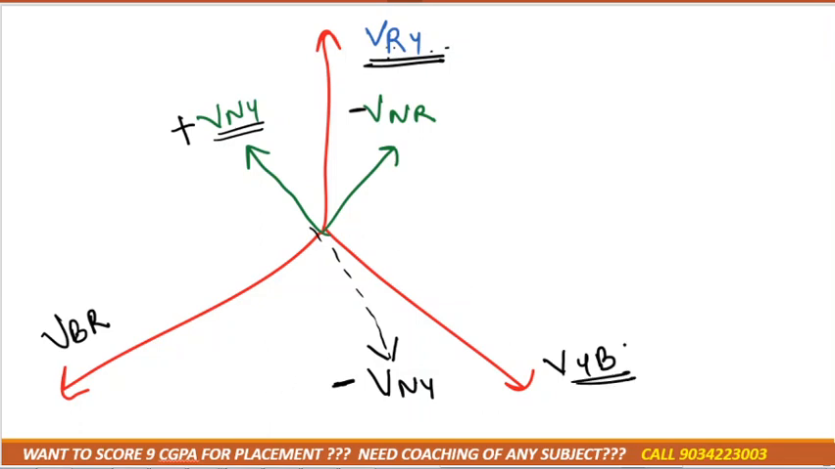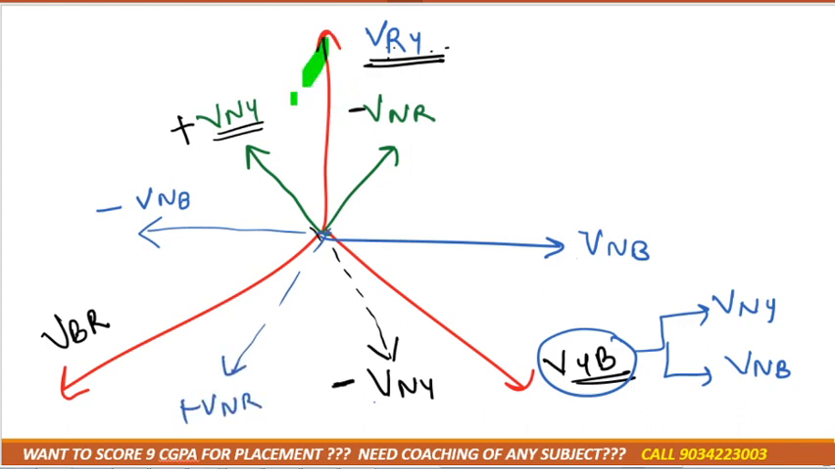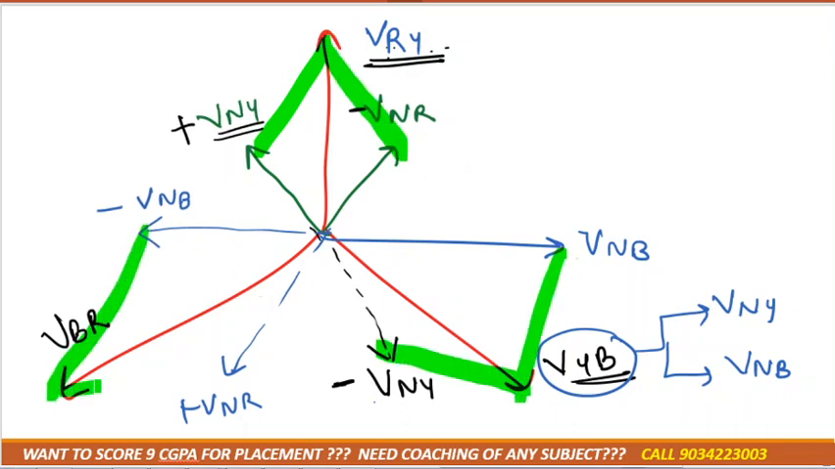Now tell me the two components of VYB. VNY, VNB, right? So VNY we already did. VNB would be like this. Again, one component negative, another positive. Now extend it. That would be minus VNB. Extend this VNR. That would be plus VNR. Right? So this is your phasor diagram. All the line voltages have two components, and just place N over there.